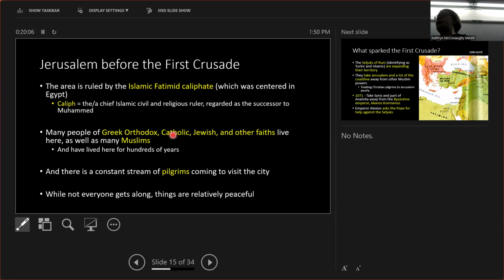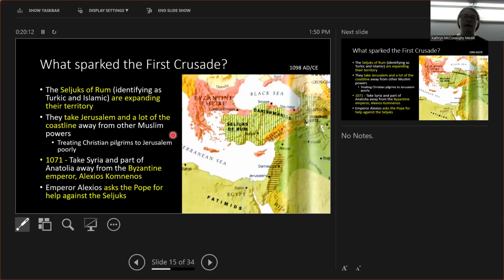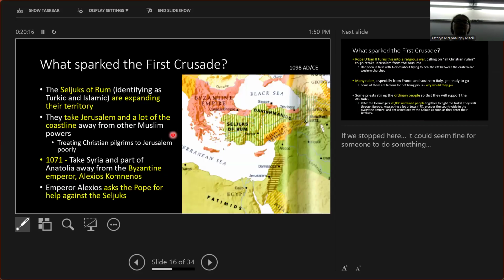The Fatimids are interested in keeping the peace in the area, having things be okay. However, during this time period, the Seljuks of Rum, who are an Islamic Turkish power, are busy expanding their territory. They take Jerusalem and a lot of the coastline of Canaan away from the other Muslim powers. And in particular, this becomes an issue because they treat the Christian pilgrims who are coming to Jerusalem very badly.